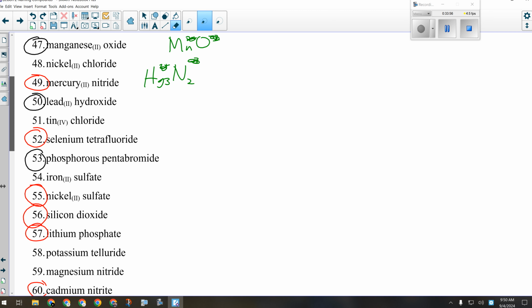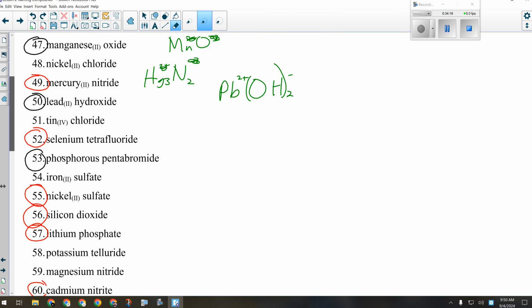Okay. For number 50, lead 2 hydroxide. So we got Pb with the 2 plus. Okay, it's with hydroxide, which is OH. That's a minus 1. When we drop and swap, we're going to need brackets with a 2 outside.